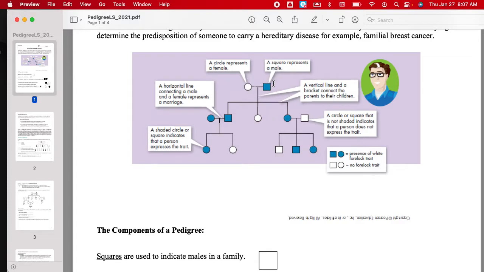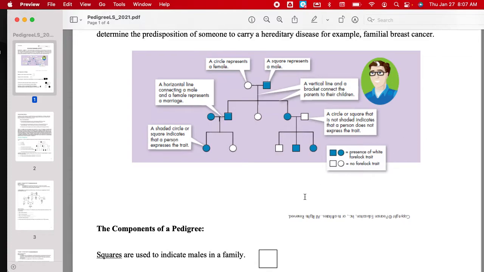Now you may have noticed that some individuals are shaded in. In this pedigree, they are looking at the trait called the white forelock trait. If you are shaded in blue, then you have the white forelock. That just means a white spot somewhere in the hair. Sometimes it's in the front, sometimes it's in the back, but it's a spot where all the hairs are a little bit white. And believe it or not, it is a hereditary trait that gets passed from generation to generation. Individuals that are not shaded blue do not have the white forelock trait.